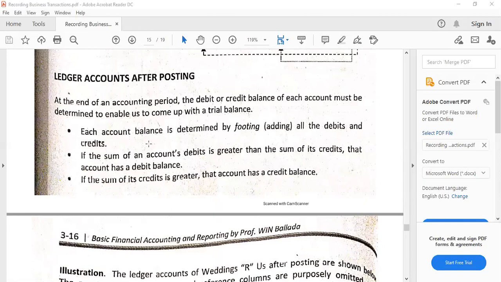So as said again, if, for example, they have the same sides, we are going to add, and then we should know which side is the normal balance. Then we should know which side is greater, because that will be our control. So for example here, if the debits sum is greater than the credits, the account has a debit balance. And if the credit is greater than the debit, the said account has a credit balance.